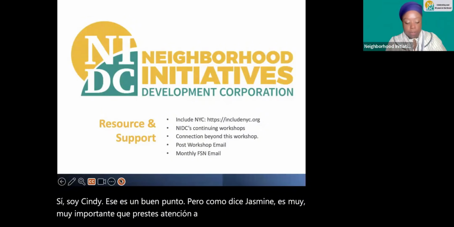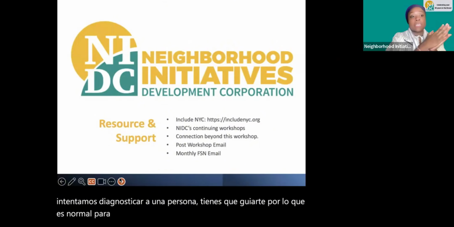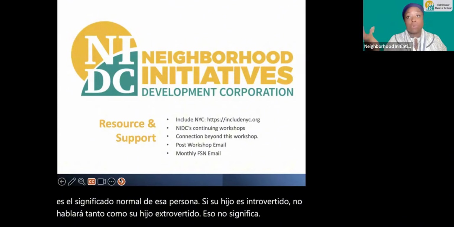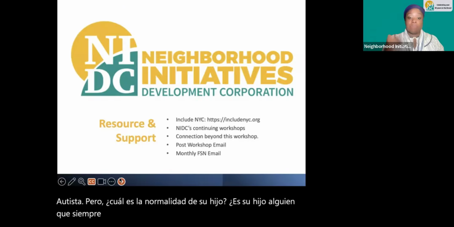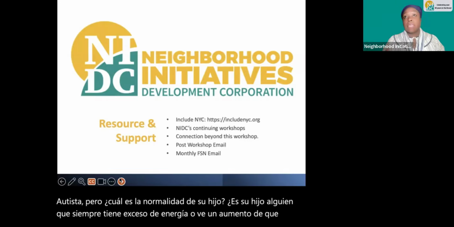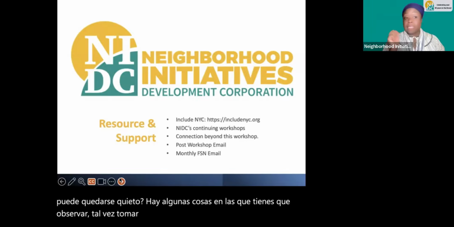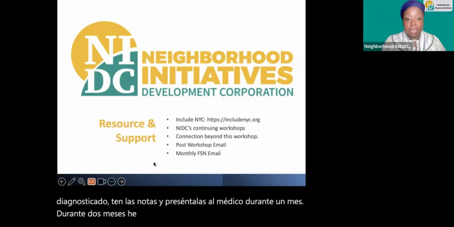Because when we're trying to diagnose a person, you have to go by what is that person's normal. Meaning, if your child is just introverted, they're not going to talk as much as your extroverted child. That doesn't mean they're autistic. But what is your child's normal? Is your child someone who always has excess energy, or do you see an uptick of them not being able to sit still? There are some things where you have to observe, maybe take notes, and even when you're taking your child to be diagnosed, have the notes and present them to the doctor for a month, for 2 months. I have noticed my child is forgetting basic things.